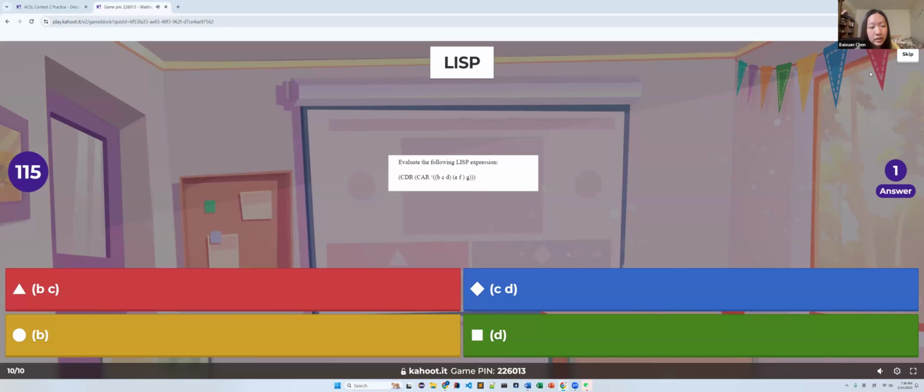Okay, so CAR returns the first value of a list and CDR returns everything but the first element of the list. So the first value of this list is going to be this parentheses, because there are 3 objects in the list. So it'll be CDR of B C D, which will be everything besides the first value. And since there are 3 objects in the list, it'll be everything besides B. So then it'll be C D, which is the answer, I believe.